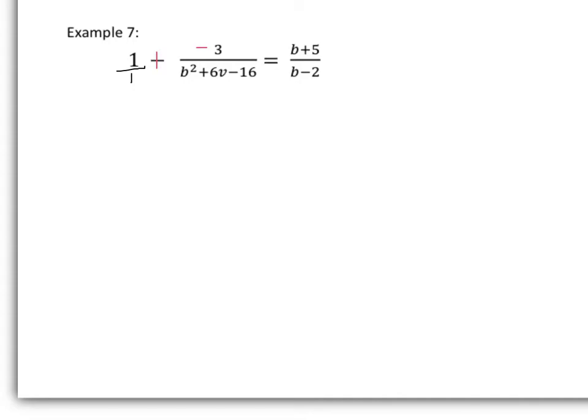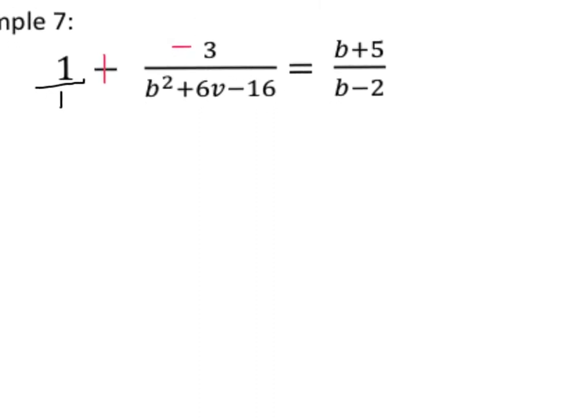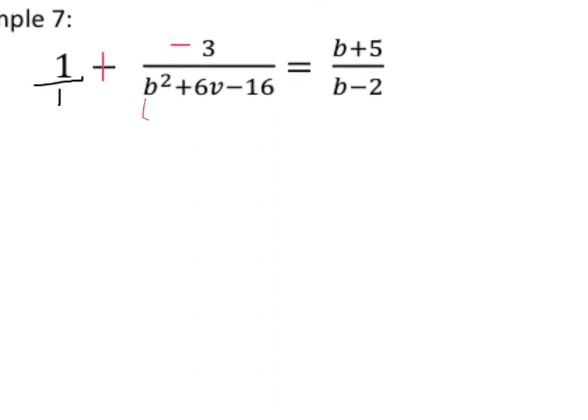Now notice that we have one denominator that's a trinomial. So it is in our best interest to factor that trinomial to help us decide what that common denominator is going to have to be. So we have b squared plus 6b minus 16. We are looking for two numbers that have a product of negative 16 and a sum of 6. That would be a positive 8 and a negative 2.